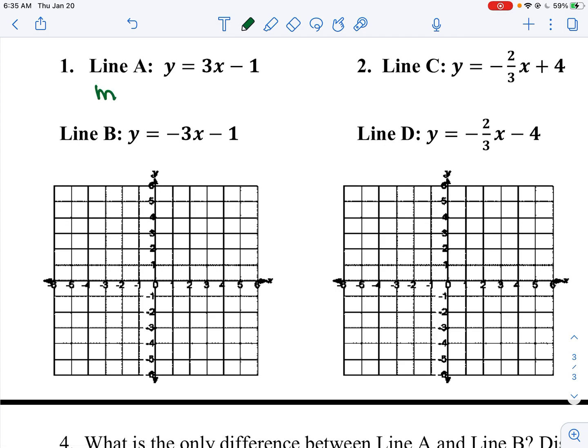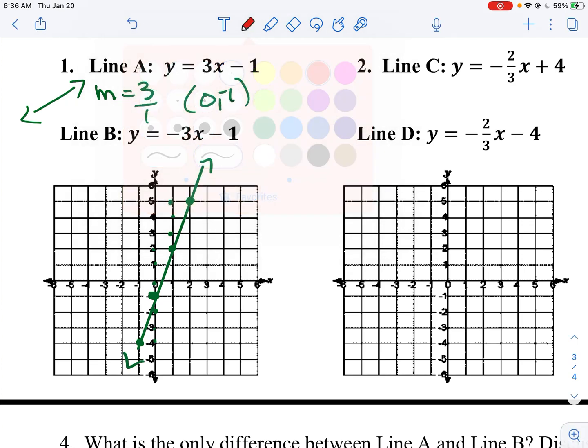Okay. So let's come down here. If we look at this, the slope on this one is 3, or 3 over 1, and 0, negative 1. And this is positive direction. So I'm going to go to 0, negative 1. I'm going to go up 3, 1, 2, 3 over 1. 1, 2, 3 over 1. If I was to go down, I go down 1, 2, 3 over 1. And I draw a line. That's not perfect, but that's okay.